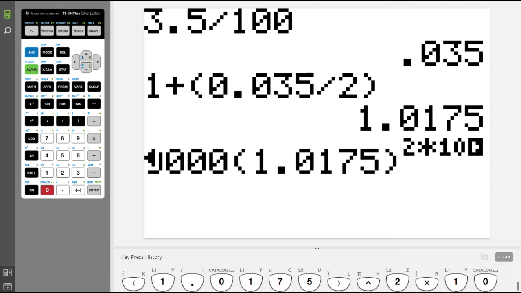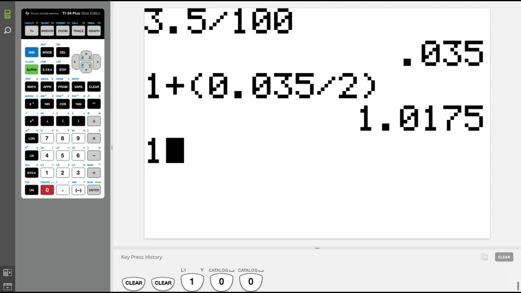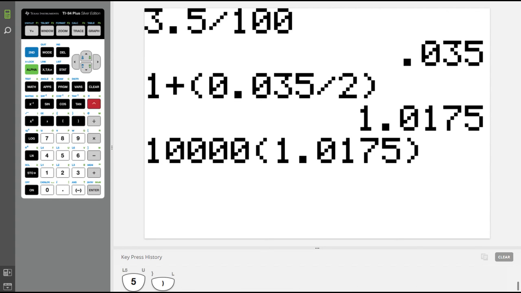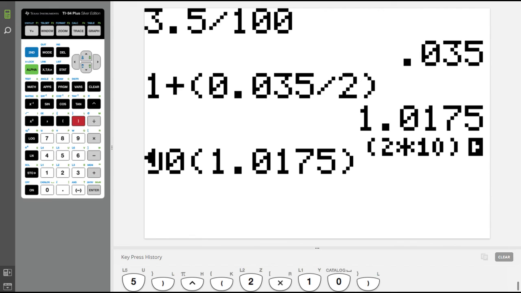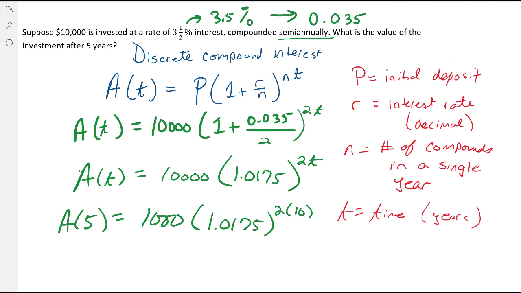Okay, when you hit your power button, make sure, matter of fact, let's do that. What I want you to do is 10,000 times 1.0175, and we're going to raise it to the 2 times 10 power. We put that in parentheses. For folks that have a calculator that looks like mine, you don't have to do the parentheses, but folks where you don't have that, the parentheses is absolutely necessary. All right, there we go. We get $14,147.78, 78 cents.